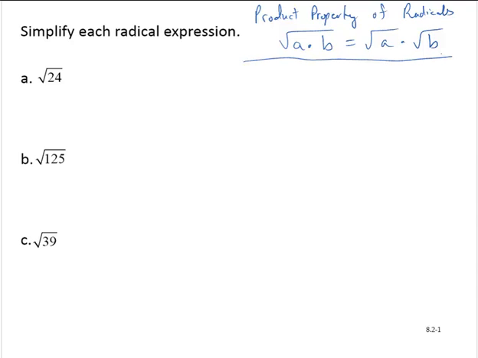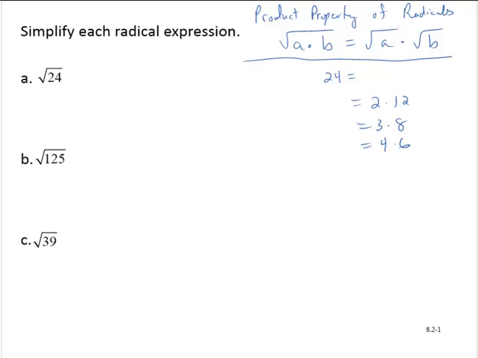So let's think of some factorizations of 24. 24 is equal to 1 times 24. It's equal to 2 times 12. It's equal to 3 times 8. It's equal to 4 times 6. There's several different ways I can think of it. Let's forget about the 1 times 24, because that's kind of boring with the 1.